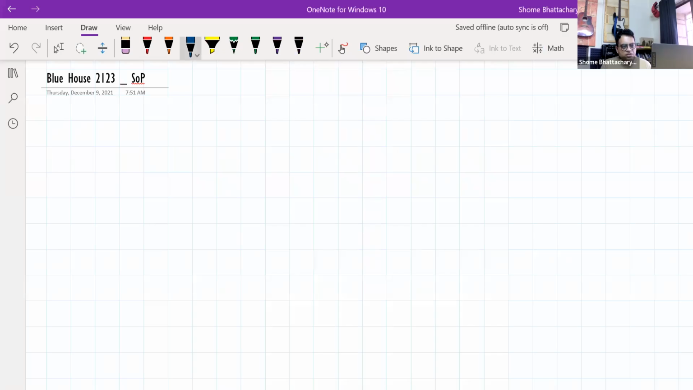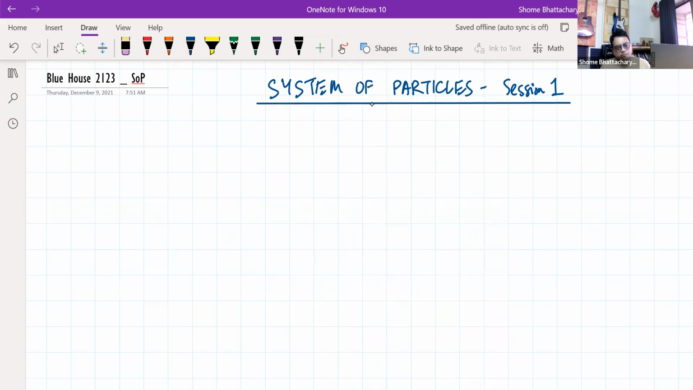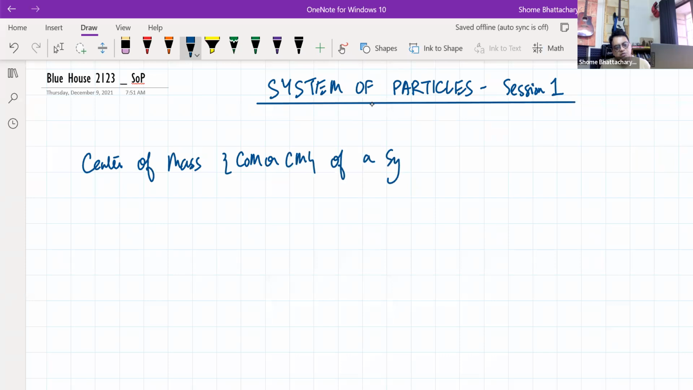This is now a part of a chapter called System of Particles. The first section of this chapter, which we'll begin with today, is about center of mass, which we can refer to as COM or even CM, of a system of particles.